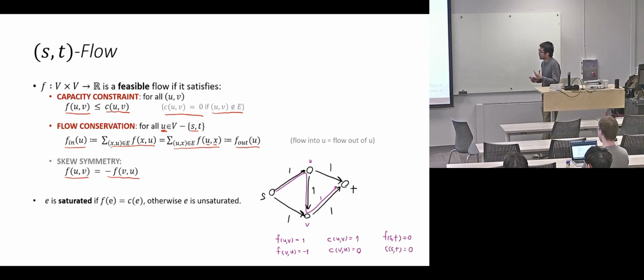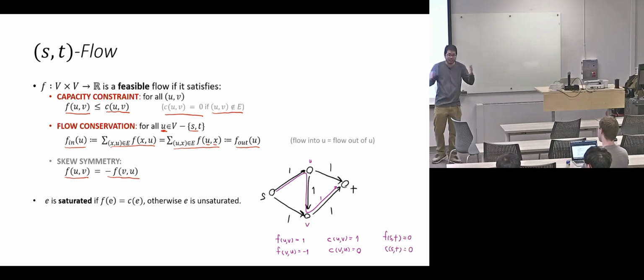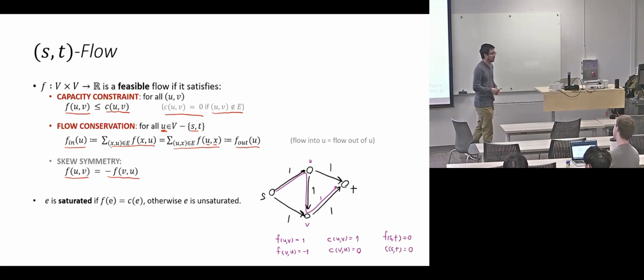Some more terminology that makes sense. I'm just going to say that an edge E is saturated if the amount of flow on E is just full capacity. It's saturated with its capacity, it cannot send any more flow. Otherwise, we say it's unsaturated.